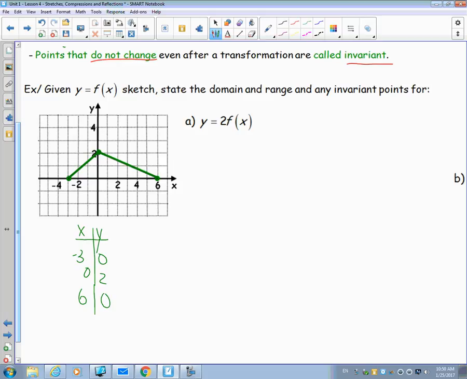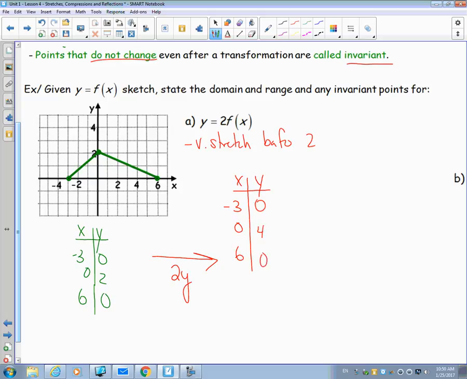Let's look at the first one. I want to do 2f(x). What is that? That's a vertical stretch by a factor of 2. So how do I sketch that thing? Well, I take my original table, the green one, and I multiply my y values by 2. So 2 times y. What's going to happen to the x's? Nothing. They're going to stay exactly the same. I haven't done anything to the x's. I'm doing vertical stretches. If I multiply the y's by 2, we get 0, 4, and 0. If we redraw that, negative 3, 0, 0, 4, connect them, and 6, 0, I get my new function.